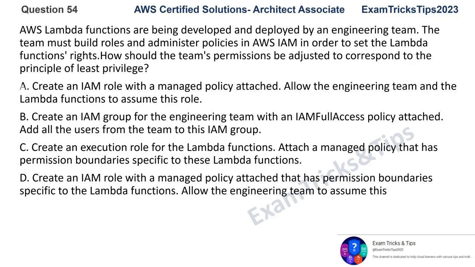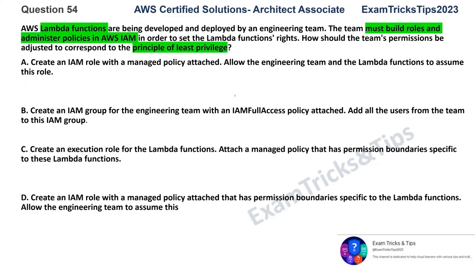Question number 54. AWS Lambda functions are being developed and deployed by an engineering team. The team must build roles and administer policies in AWS IAM in order to set the Lambda functions right. How should the team's permissions be adjusted to correspond to the principle of least privilege? So this is a question on IAM policies, and it has already mentioned that you should be using the principle of least privilege. Let's look at the options and also look at the keywords.